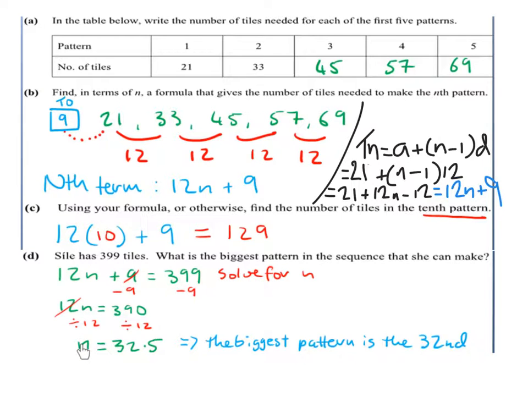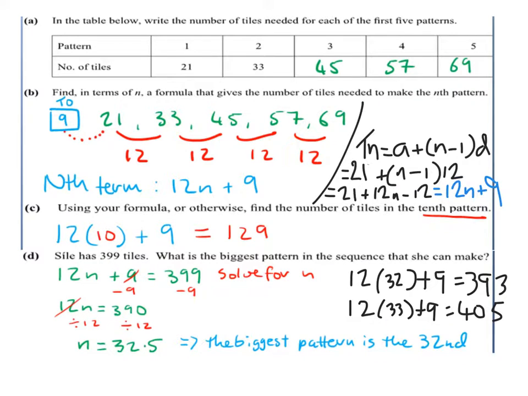Now remember, n has to be a whole number. It has to be a positive whole number. It has to be a natural number, because we're looking for which sequence. So you can't say the 32.5th sequence will have 399 tiles. That doesn't make sense. So if n is equal to 32.5, then the biggest pattern is going to be the 32nd sequence. So if we were to draw out all the patterns up as far as number 32, when we add up all the tiles, we would have enough in 399.